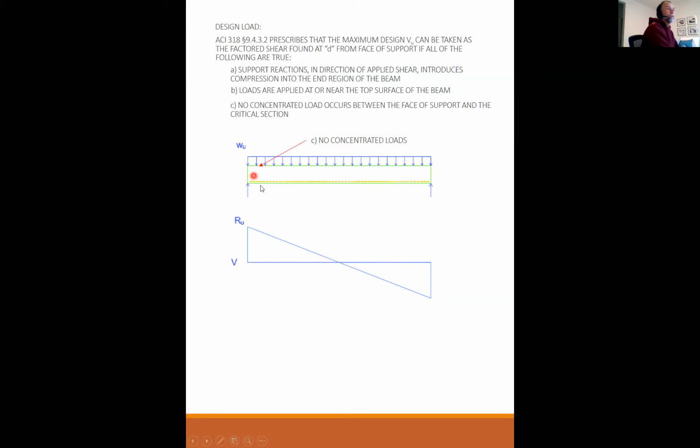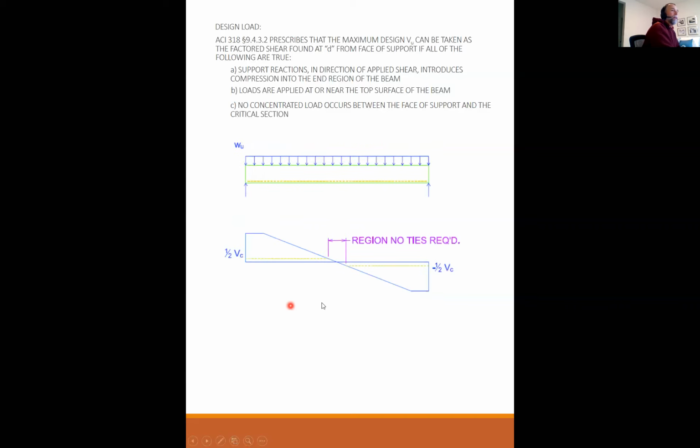If all of that is true, then on my shear diagram, my end reaction is R sub u, my factored reaction. But I don't need to take the shear at the end. I can take the shear at d from the end. So I use similar triangles and calculate what Vu is at d from the end, and this becomes my design shear.